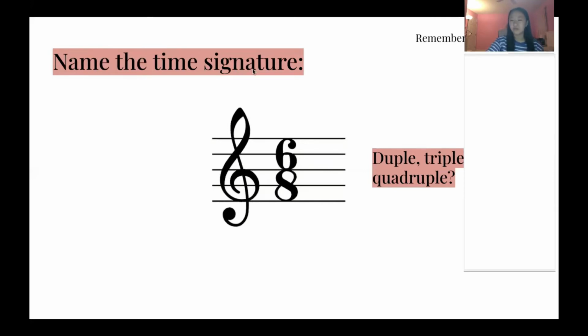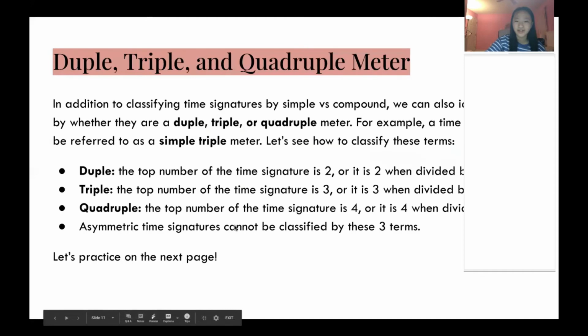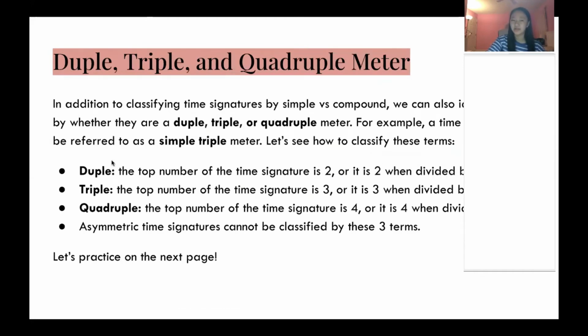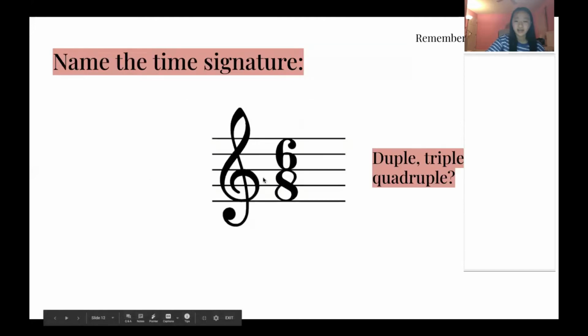So that one would be duple. If you divide it by 3 and it becomes 2, then it's a duple. It's not a triple because we didn't have 9. We had 6 instead. So now that we know it's a duple, is this a simple one or a compound one?